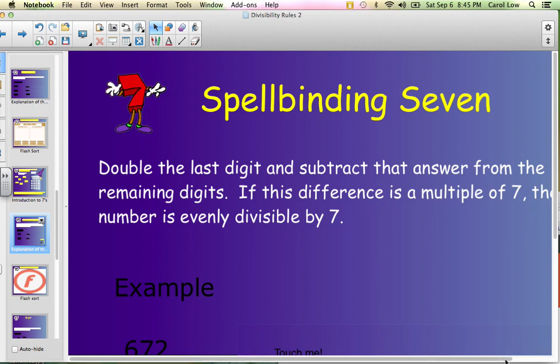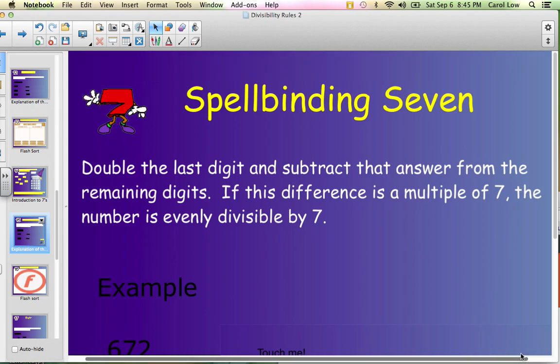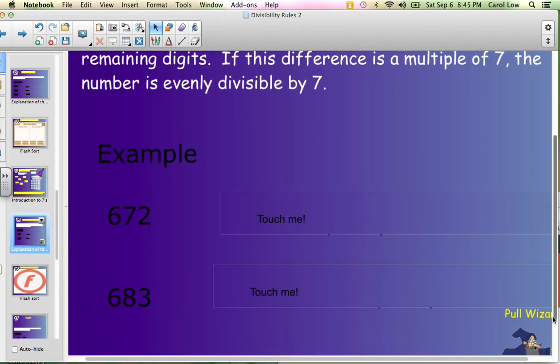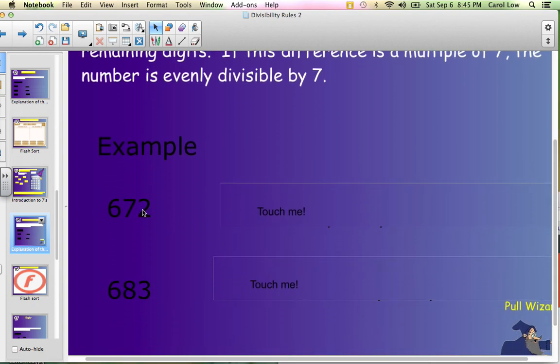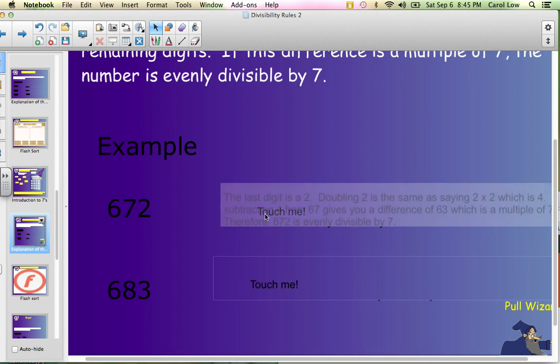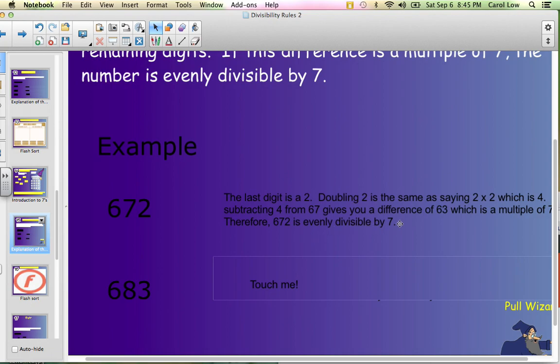Okay, has a little bit more. Double the last digit and subtract it from the remaining digits. If the difference is a multiple of 7, then it is divisible by 7. So let's look at this. This would be 4, so 67 minus 4 is 63. It should be divisible. Yep.